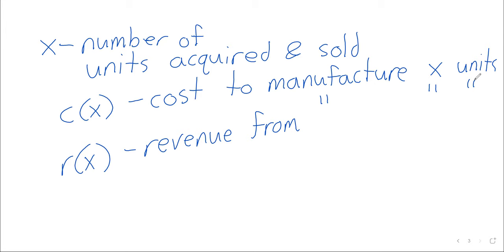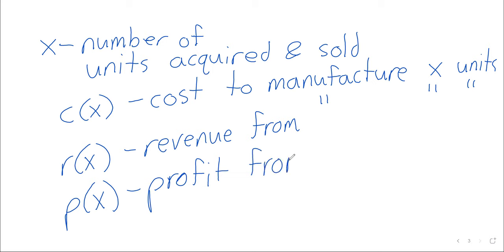And then this profit function is defined in terms of the cost and the revenue. So we can define a profit function, the profit from manufacturing X units. In practice, the cost is always going to be positive. The revenue should always be positive, but the profit can be positive or negative. If the profit is positive, we say we are in the black. We are making money. If the profit is negative, we say we are in the red. We are losing money.